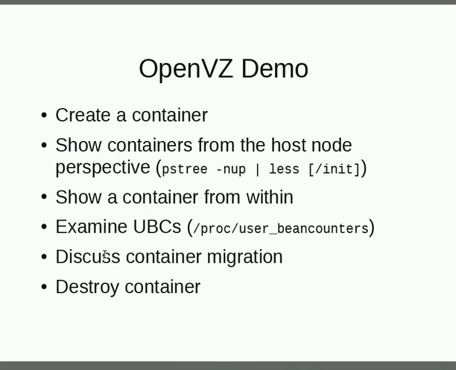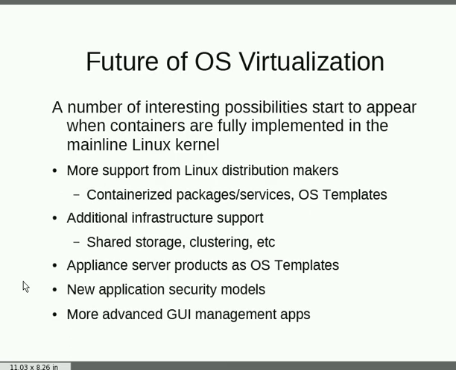Okay, so we've done everything I wanted to cover in the demo. So let's talk about the future of OS virtualization really quickly. Once container features make it into the mainline kernel and our stock Linux kernel, they'll be available to everyone. There won't be this process of installing OpenVZ. So what's going to happen once that becomes a normal feature of the kernel?